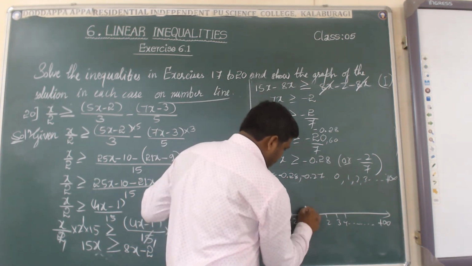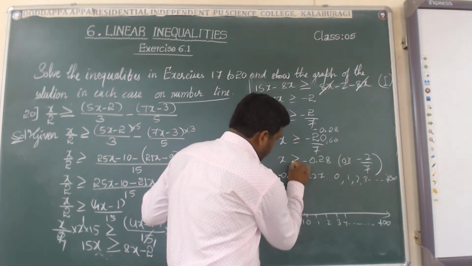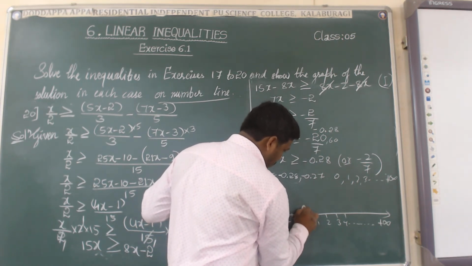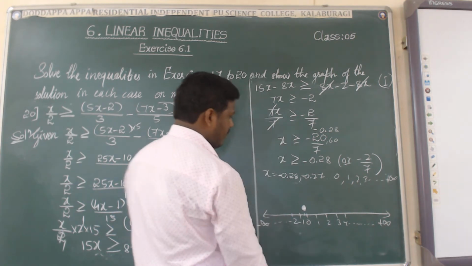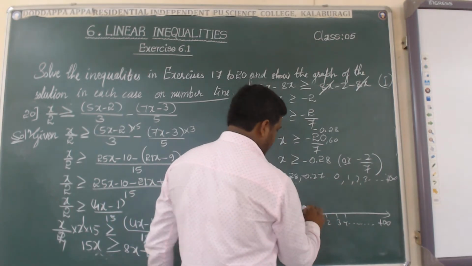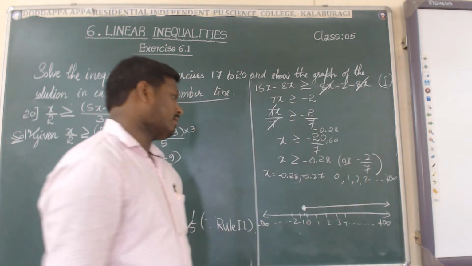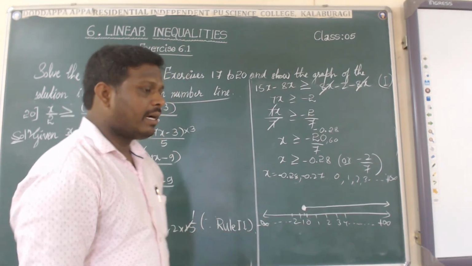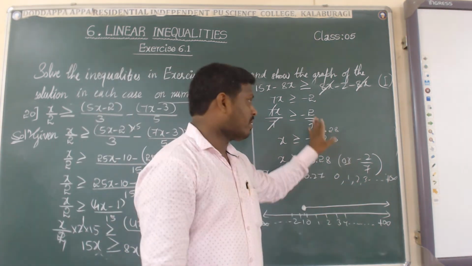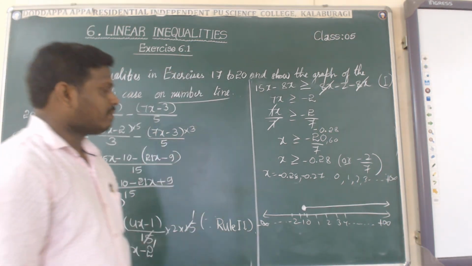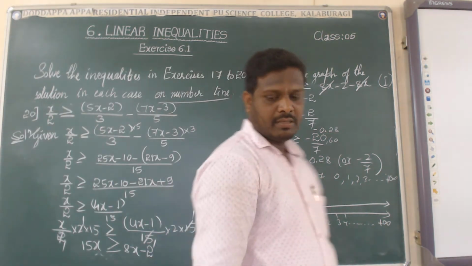So that's why, as the symbol is greater than or equal to, we have to go with a shaded circle above the minus 0.28. I am shading here. Then the value will be moving towards the right side. That's why the arrow mark will be moving towards the right side of the number line. This is the required number line solution for the given question. I hope all of you are getting this one. Yes, okay.